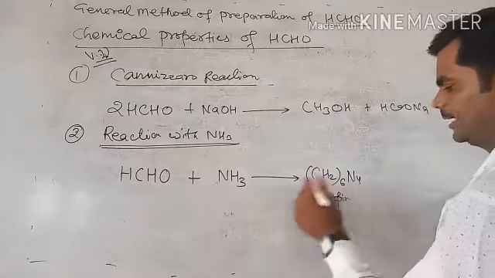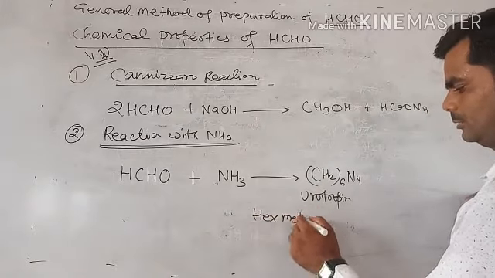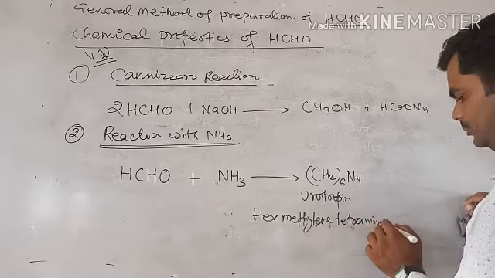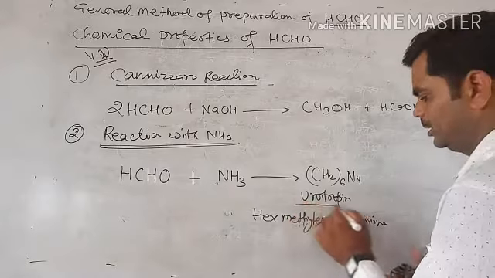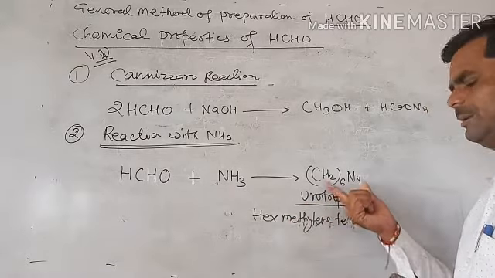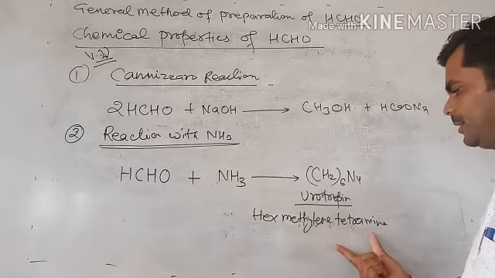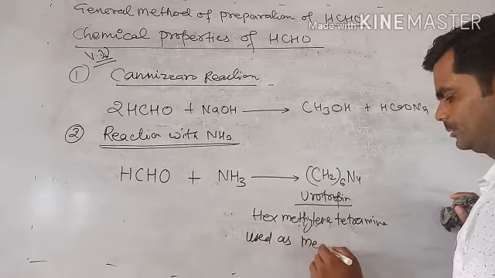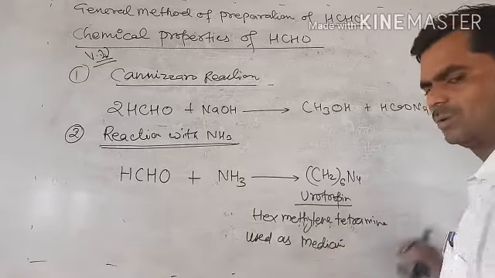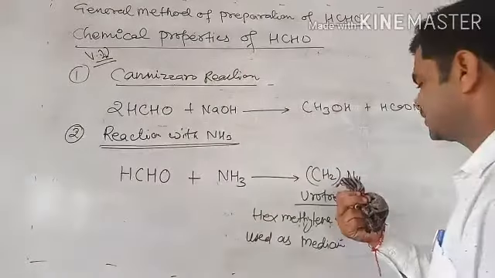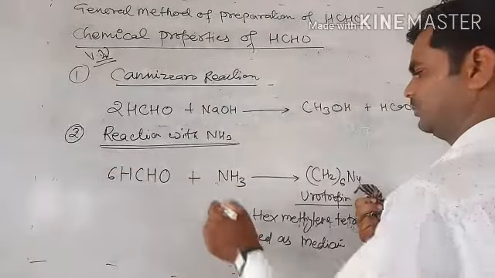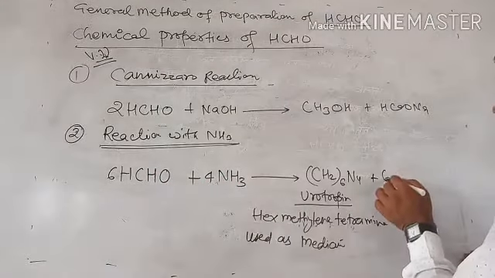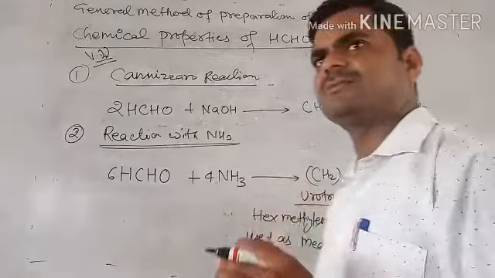Europropane. It means hexamethylene tetramine. It is generally called europropane, and the chemical name of this molecule is hexamethylene tetramine, which is used as a medicine. Okay, students. So there are 6 carbon, we write here 6. There are 4 nitrogens, we write here 4, and there are 6 oxygens, so to balance the oxygens, we write here 6 molecules of water.